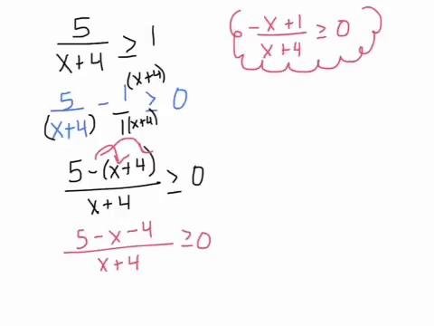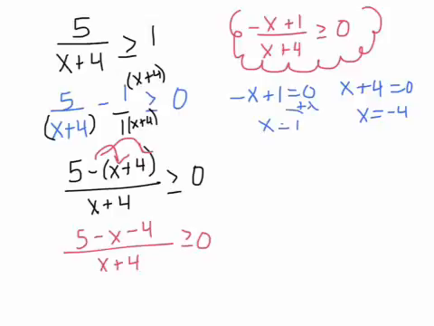So I need to find the values next that make the numerator and denominator equal to 0. So I'm going to say, okay, negative x plus 1 equals 0 and x plus 4 equals 0. So therefore x here is negative 4. And let's go ahead and move the x over by adding x, so x equals 1. So these two pieces are super important.